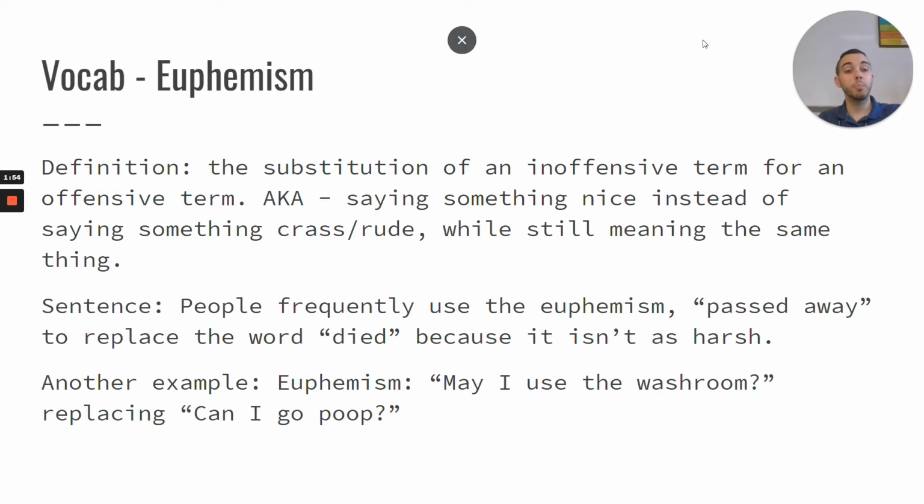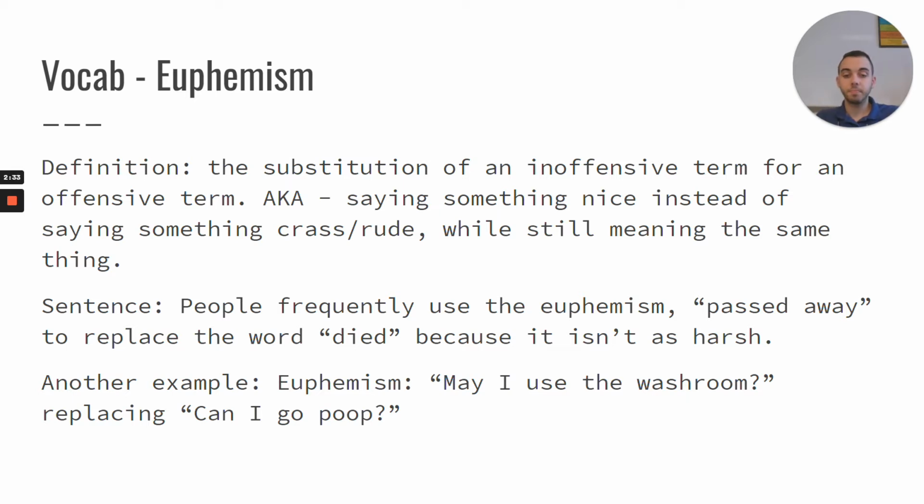Okay, so your vocab word for today is euphemism. A euphemism is when you substitute an inoffensive term for an offensive one. It sounds kind of backwards, but it's really like you have an offensive or coarse or rude or kind of crass saying, and you substitute it by saying something a little nicer, but still meaning the same thing. So, AKA saying something nice instead of saying something crass or rude and still meaning the same thing. So let's look at some examples of euphemisms.